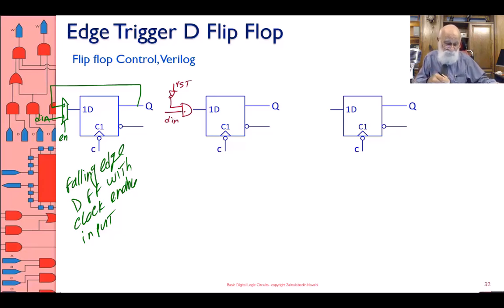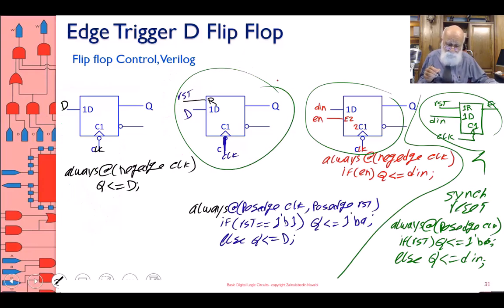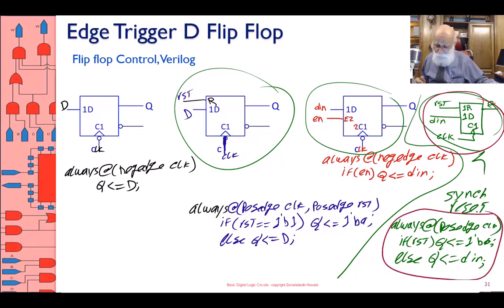Okay? If reset is 0, nothing happens. When reset is 1, then on the falling edge of the clock, you have a 0 here, and therefore a 0 goes into Q. So this behavior is the same as this one here, in that the reset is controlled by the clock. And this is exactly how I would write the Verilog description of it. Okay?